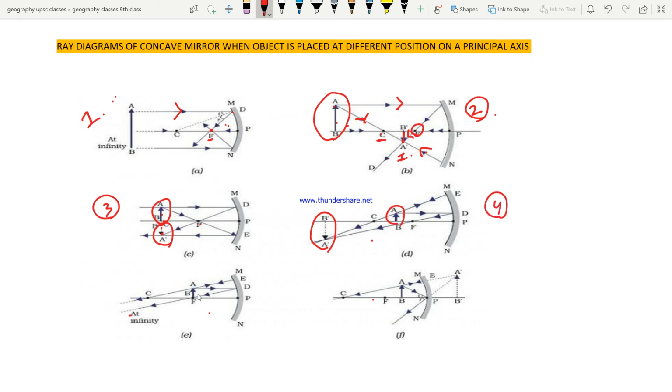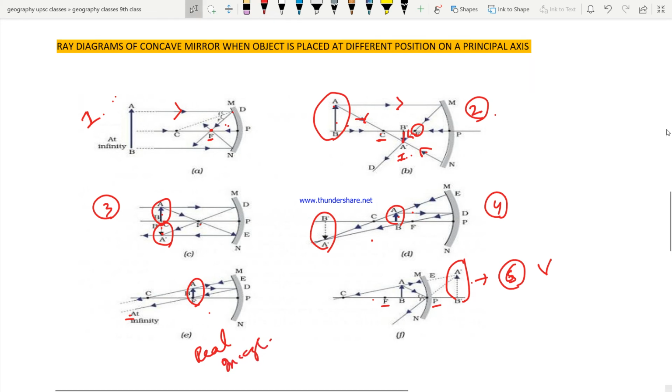The next diagram is when I keep an object at the focus. Where will I get the image? At infinity. When I keep an object between F and P, I am getting an image on the other side of the mirror, the back side of the mirror. So this is what we call a virtual image. Only in this last case do we get the virtual image. In all the other cases you will get a real image. So let us understand it like this.